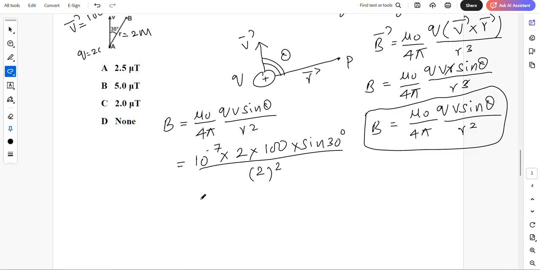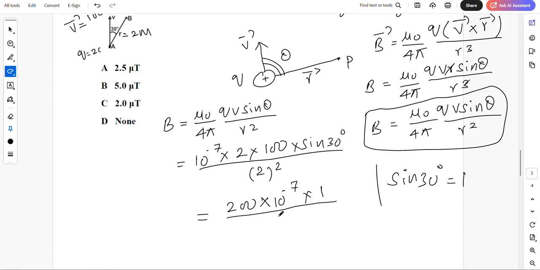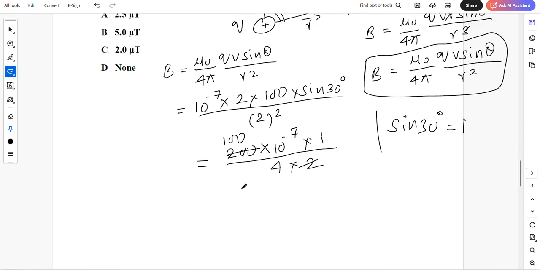I can simplify this. 2 into 100 is 200, into 10 to the power of minus 7, into sin 30, which is 1 by 2, divided by 4 into 2, that is 4 squared. I can simplify and divide, so 100 by 4 is 25, into 10 to the power of minus 7.